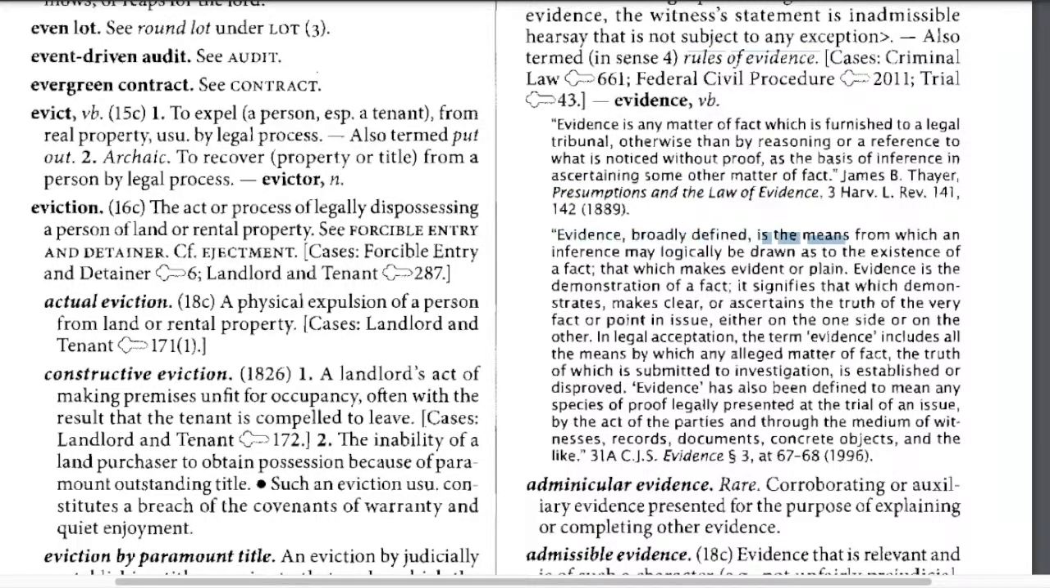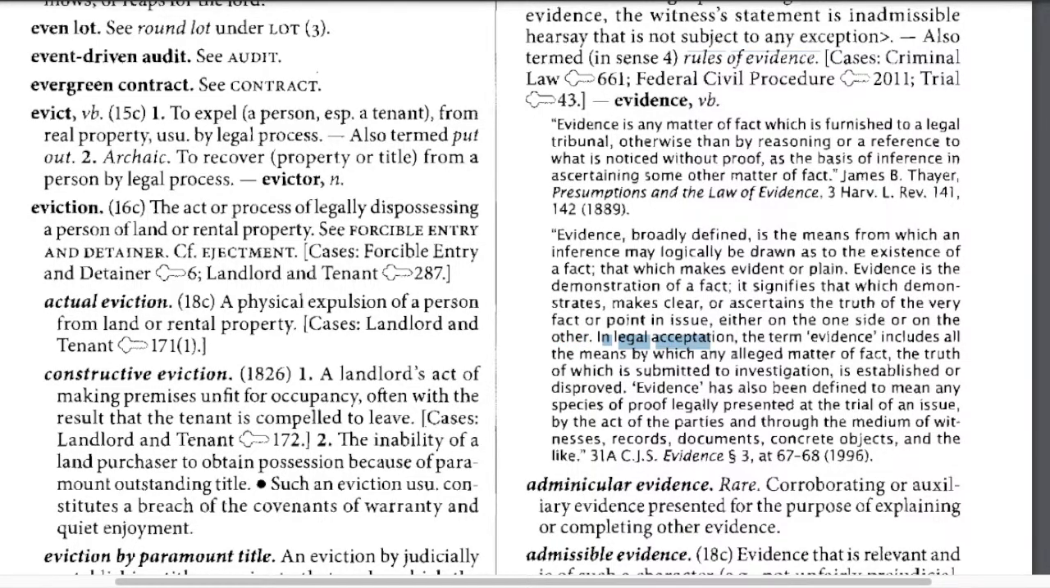Evidence, broadly defined, is the means from which an inference may logically be drawn as to the existence of a fact. So evidence is the means by which the inference may be logically drawn as to the existence of a fact. That which makes evident or plain. Now it starts to make some sense, right? Evidence is the demonstration of a fact. It signifies that which demonstrates, makes clear, or ascertains the truth of the very fact or point in issue, either on one side or on the other.